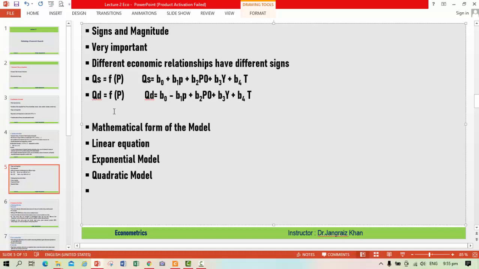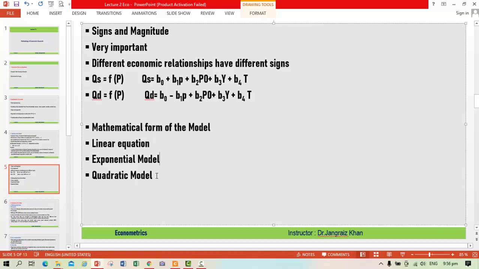Similarly, the next step in the specification of the model is the mathematical form of the model. We can use different mathematical forms of the model, and care should be taken while transforming the functional form into a mathematical model, because if you make a mistake, and suppose you should have a linear equation for your model, and you have used the exponential form, then definitely you have made a mistake, and your results will not be valid, will not be reliable.